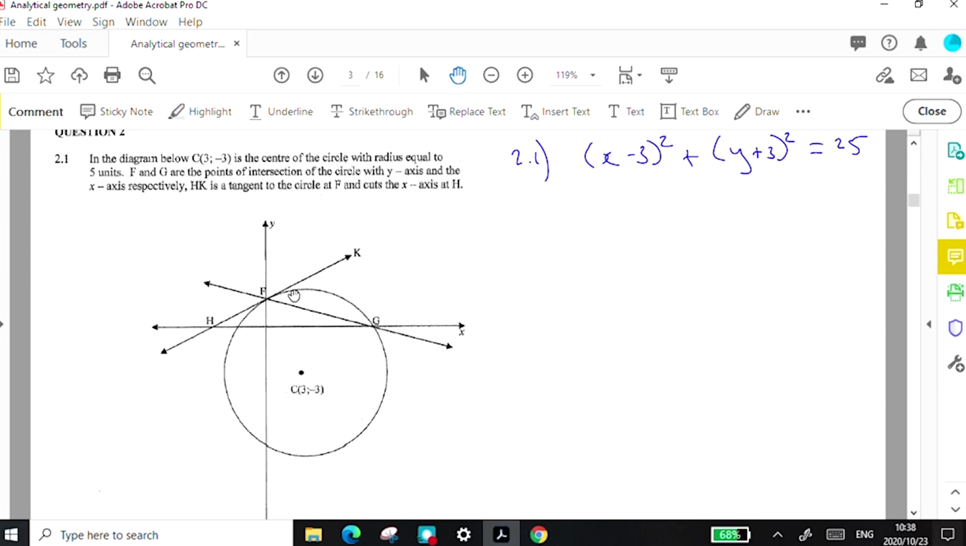If we are shifting down, we add. If we are shifting up, we subtract. If we're shifting to the right, we subtract. If we're shifting to the left, we add.